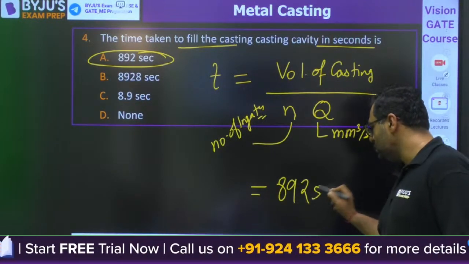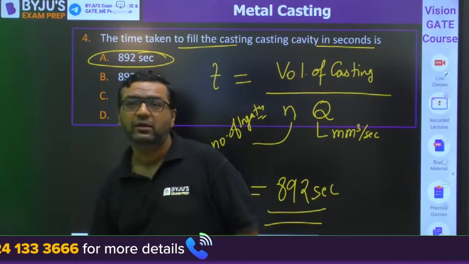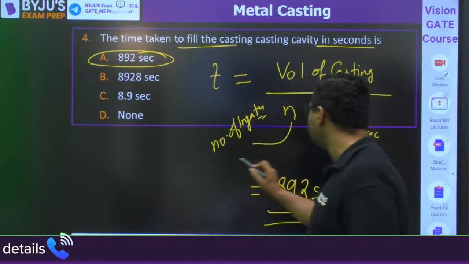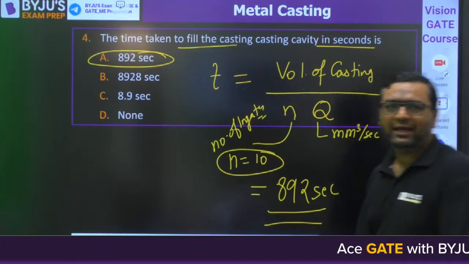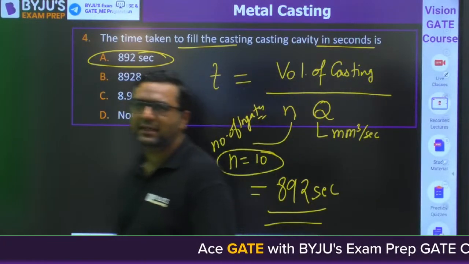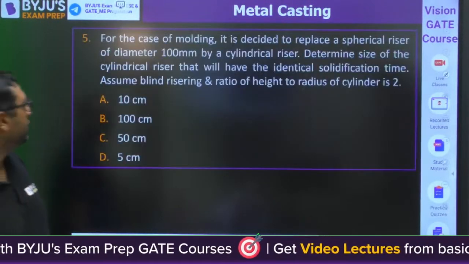So guys, today you learned this thing that whenever n is the number of gates, it is given as 10. N is given as 10. I feel everybody understood this. Wonderful guys. Moving to the next question.